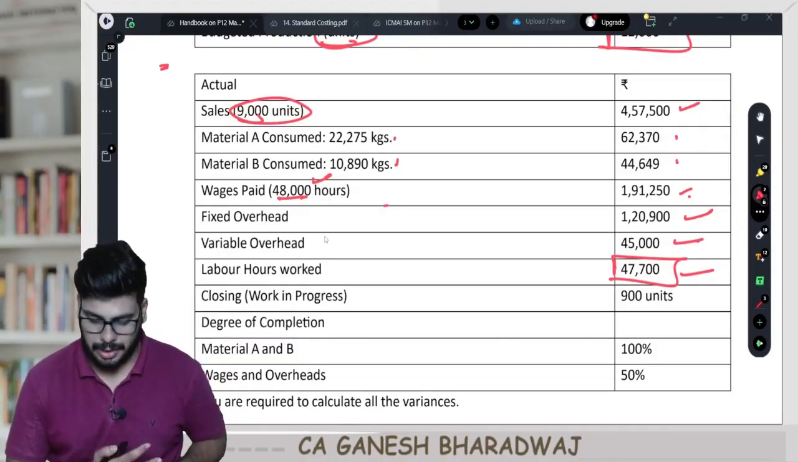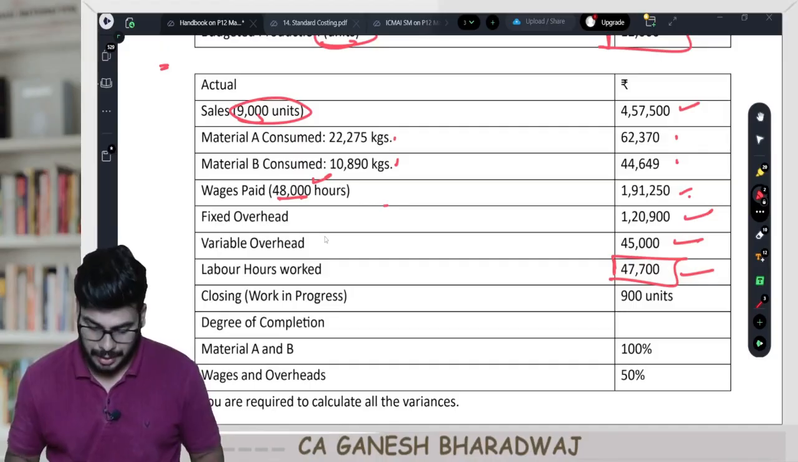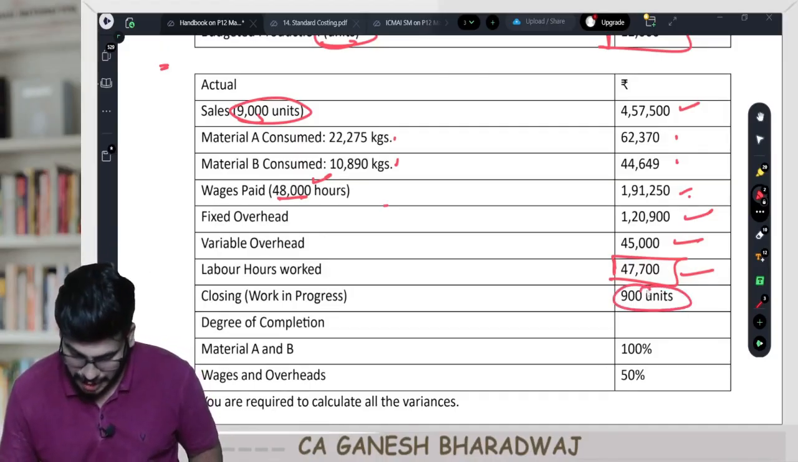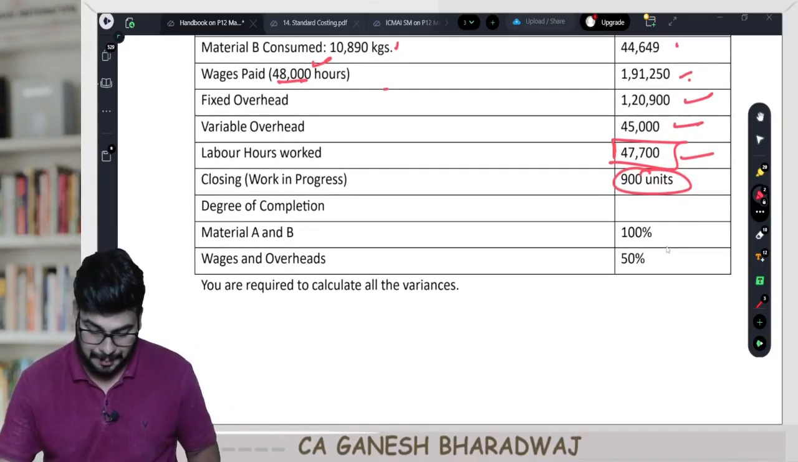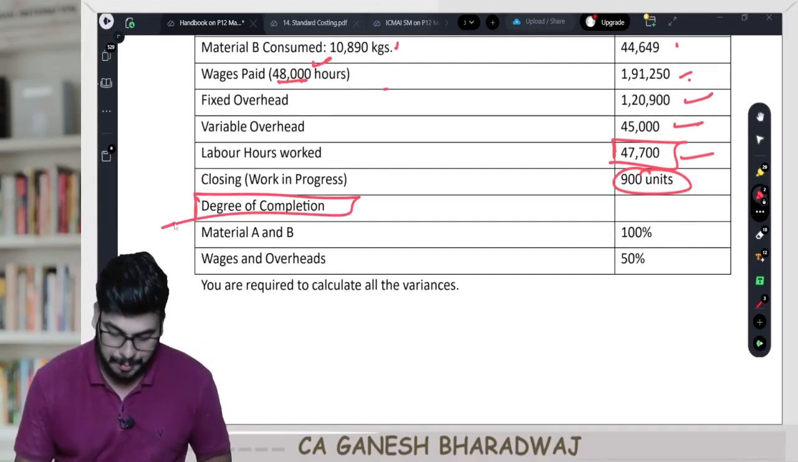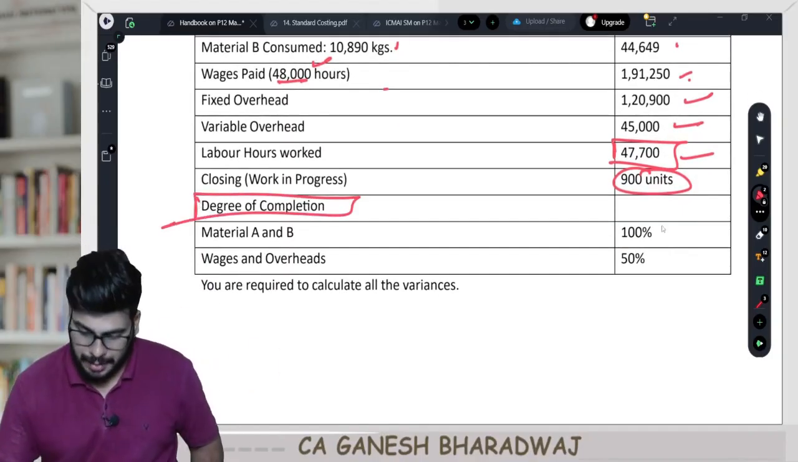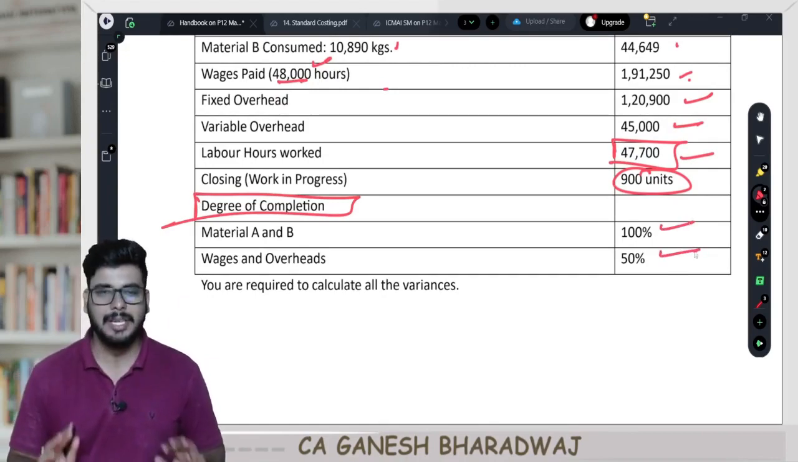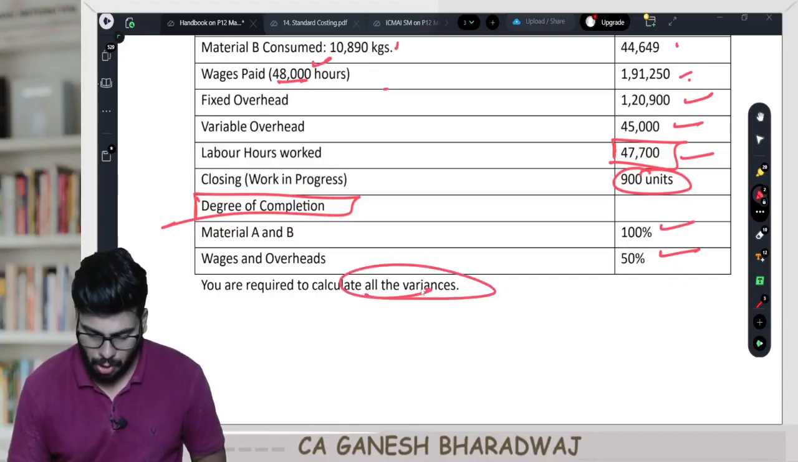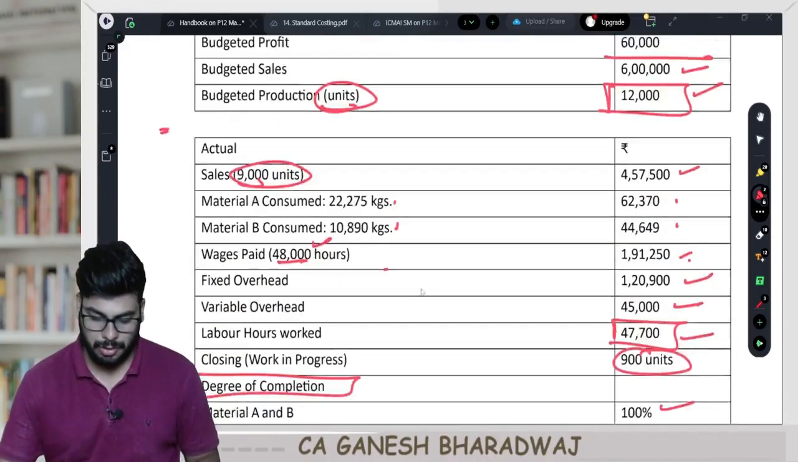Now, a very, very important and unique adjustment in this particular question is with respect to your closing WIP. They have given closing WIP of 900 units. Obviously, WIP is incomplete units. They have given the degree of completion. With respect to material A and B, it's 100% complete. With respect to wages and overheads, it's 50% complete. Simple. You're required to calculate all the variances in this particular concern.